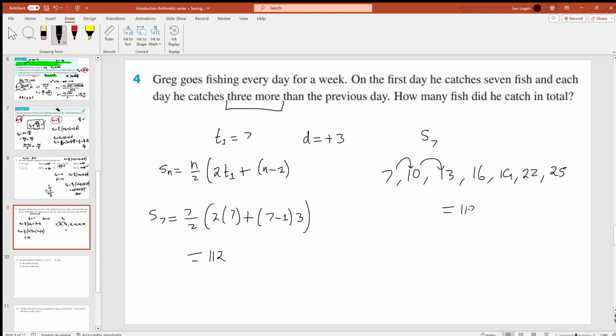So ignore that little blip there. I won't edit it out because that can actually happen. But yeah, that's correct. I was just double checking because that's a lot of fish, but yeah, good on you, Greg. Anyway, let's move on to the next question.